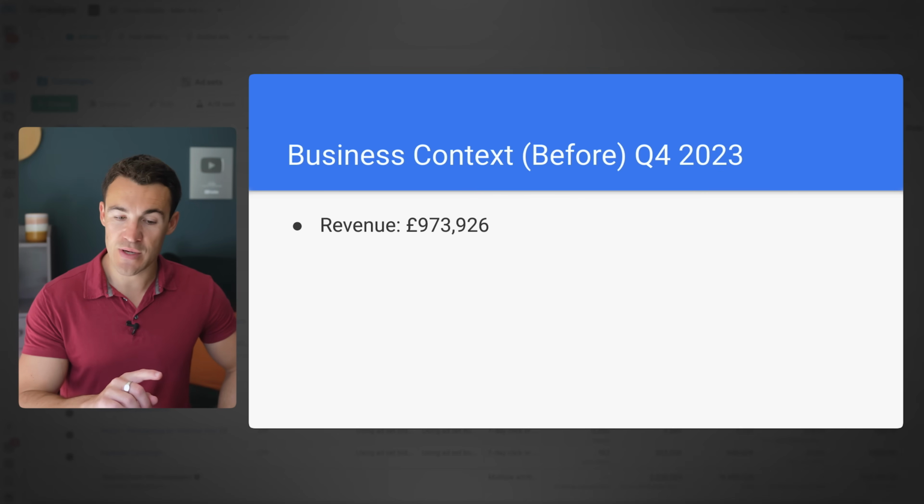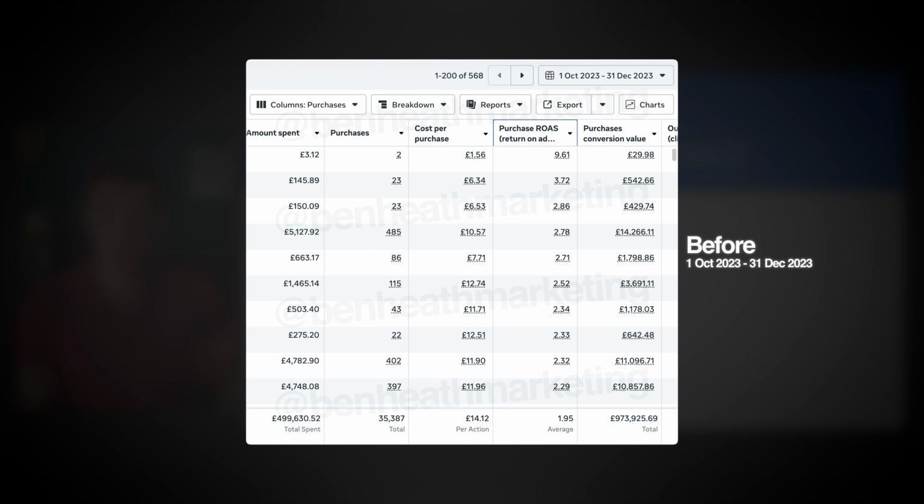So Q4 2023, revenue was just under £1 million, £979,000. Meta ad spend was just under £500,000, £499,000, generating a ROAS of 1.95x. So pretty low return on ad spend. The average cost per purchase was £14.12. They sold 35,000 units, so really shifting some product already. You'll see what it gets to in Q4 2024.